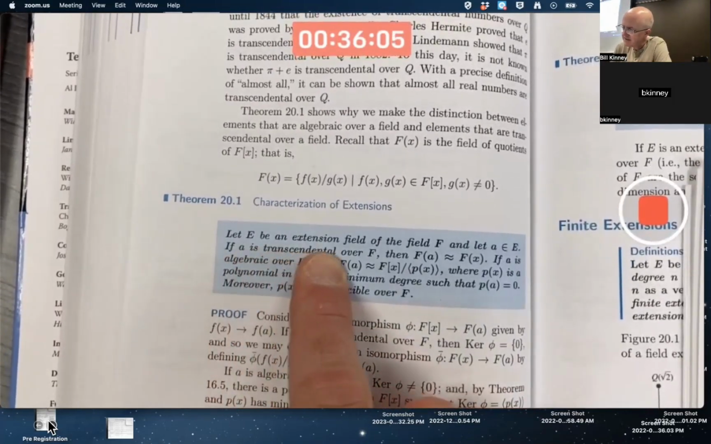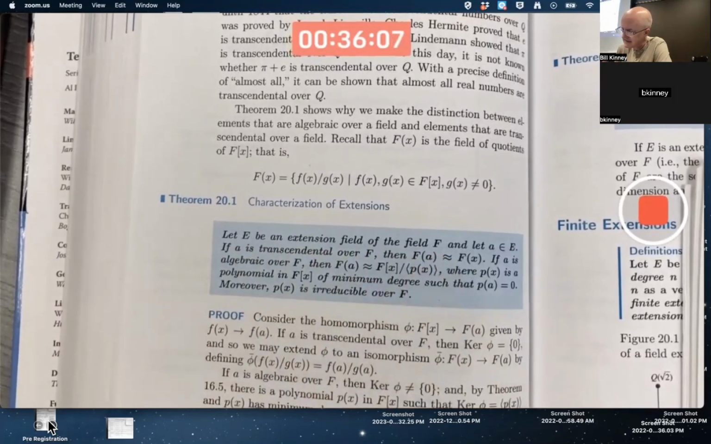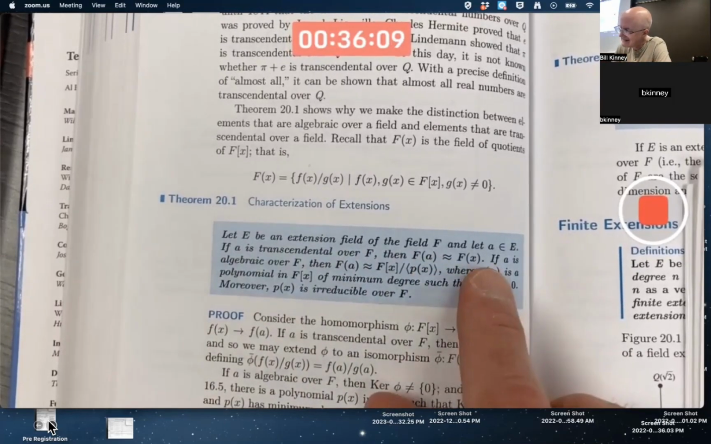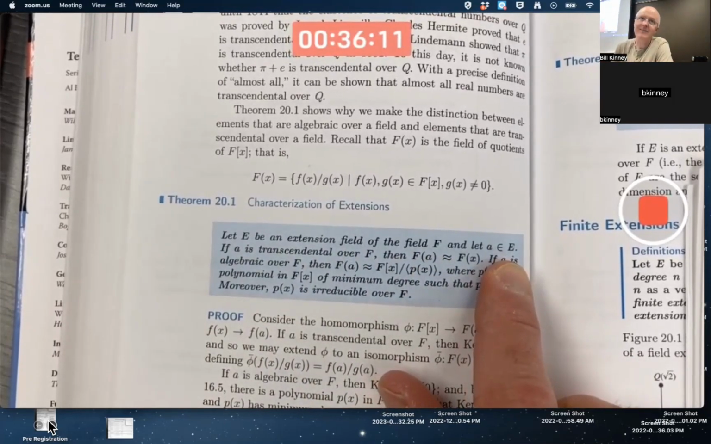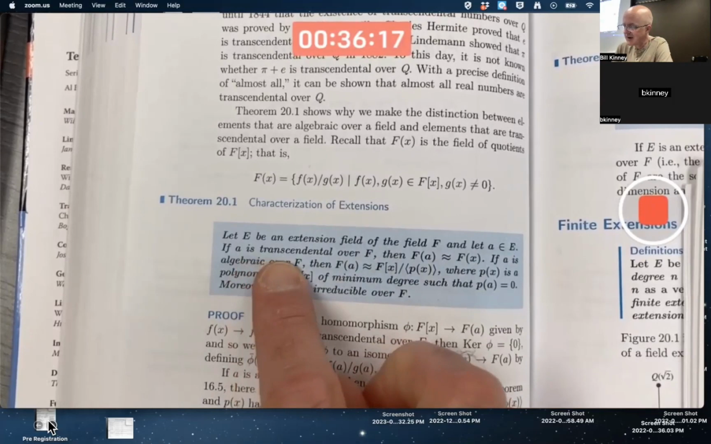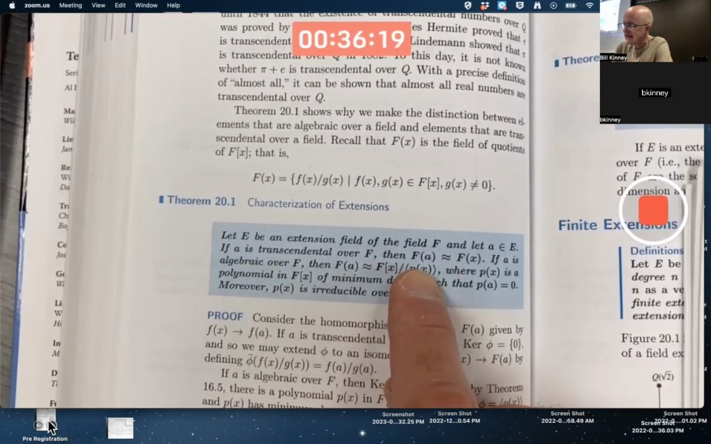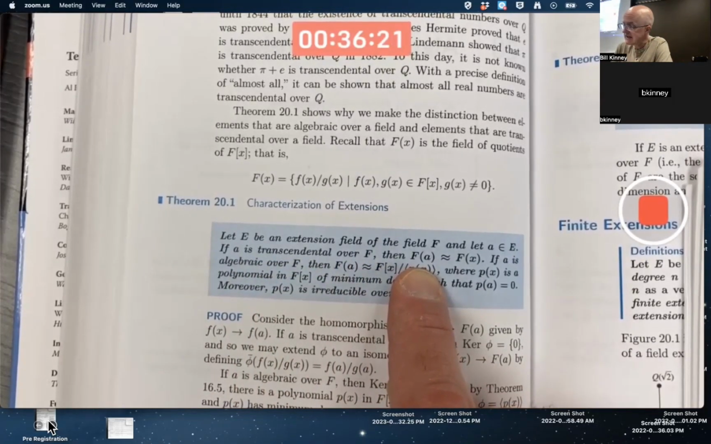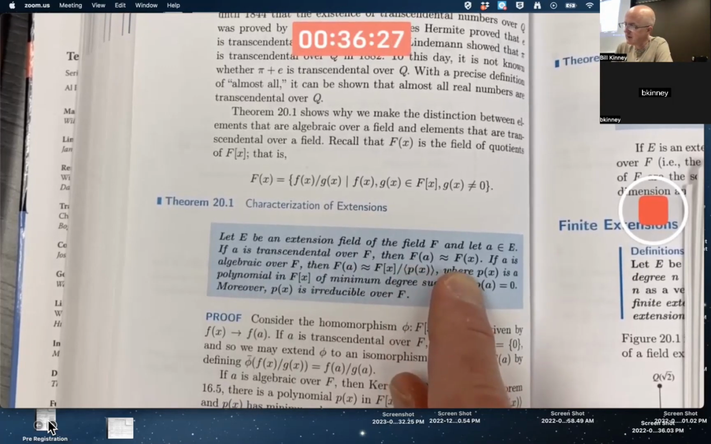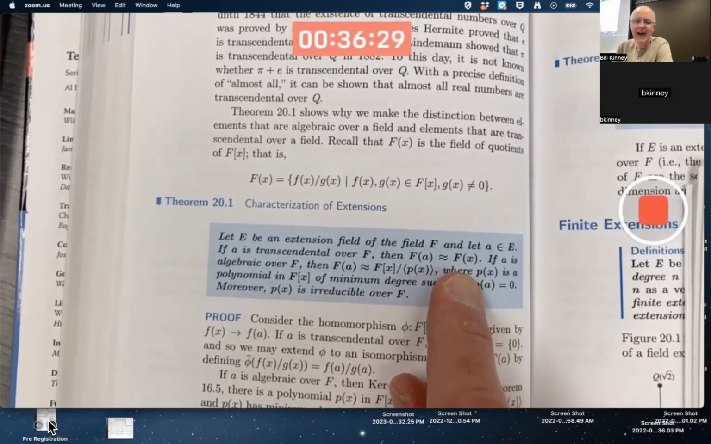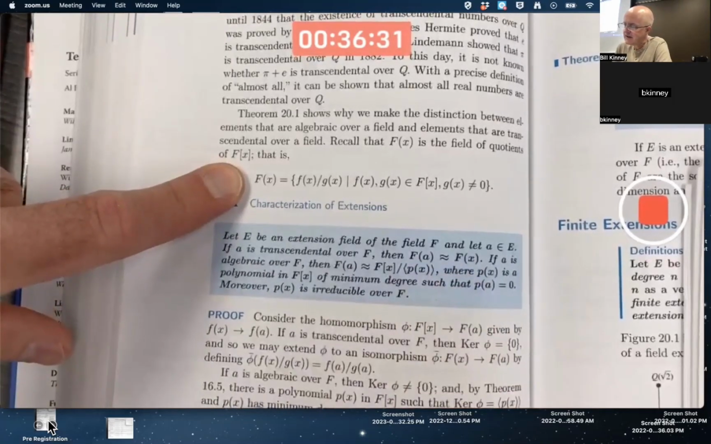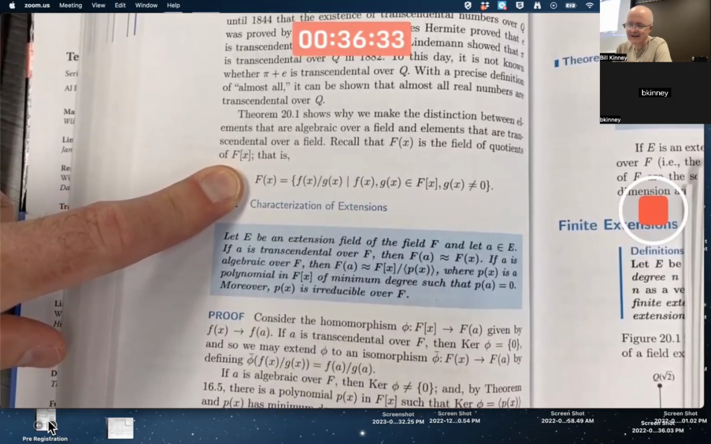Let E be an extension field of the field F. So again, F is the smaller field, E is the bigger field. A is an element of E. A could be an element of F, but it's more interesting when it's an element of E that's not in F. If A is transcendental over F, then the field extension F of A, being a transcendental extension, turns out to be isomorphic to that. What's that? That is the field of quotients of F of X.